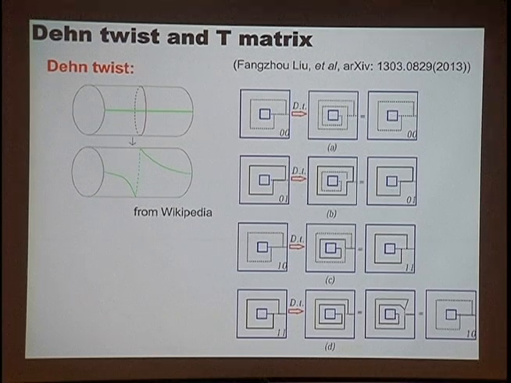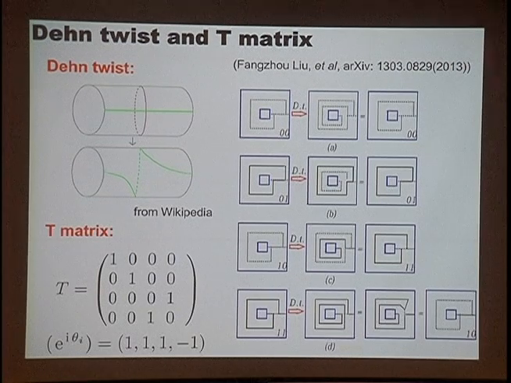Okay, then we are able to write down this so-called T matrix, because the T matrix can be computed by this Dehn twist technique. Then we just diagonalize it. So it's very clear. We have 3 bosons, 1 fermion. It's almost a trivial calculation.